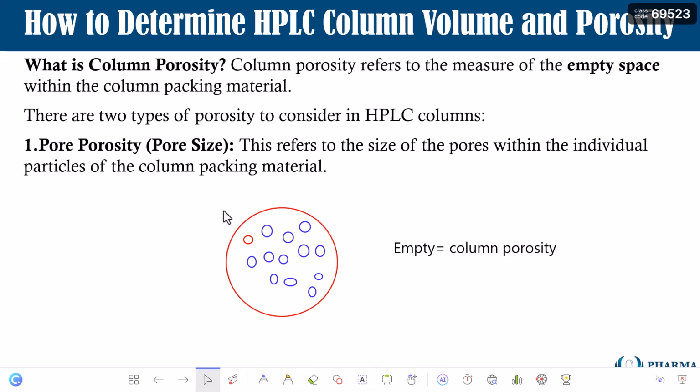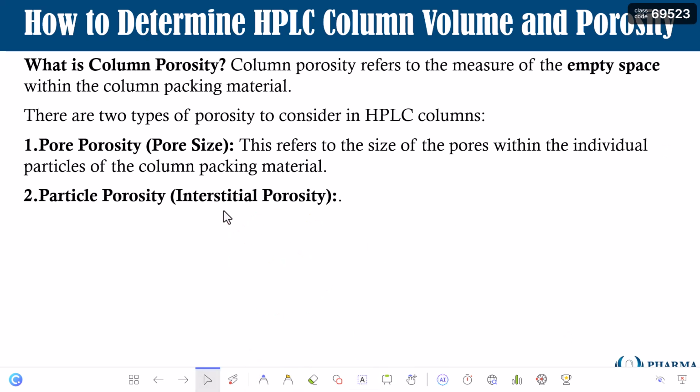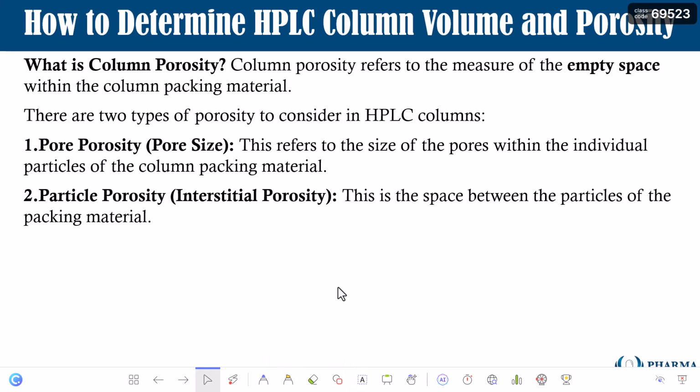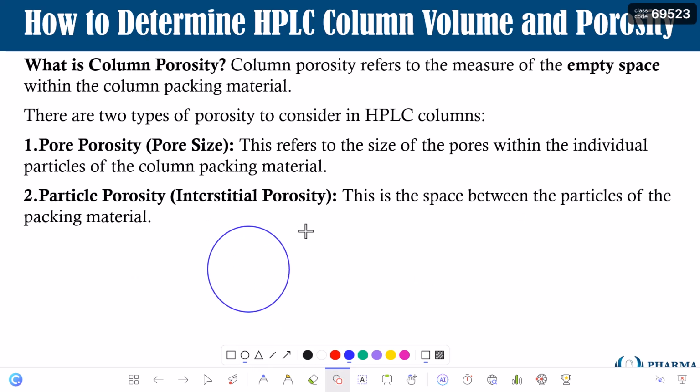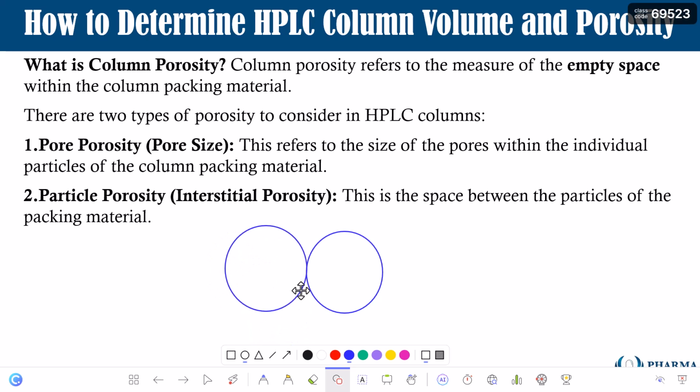Let us understand the second term that can define the column's porosity, that is called the particle porosity or interstitial porosity. What is the definition of it? Now this is the space between the particles of the packing material. Suppose you have two particles of 4 micron, isn't it? This is the second particle, and let me draw the third particle also. Let us have the particle this way. Or can I draw the particles a little smaller in shape for explaining better? Let us understand now.